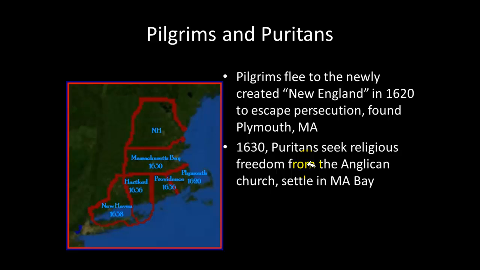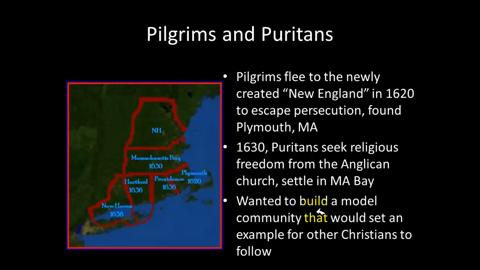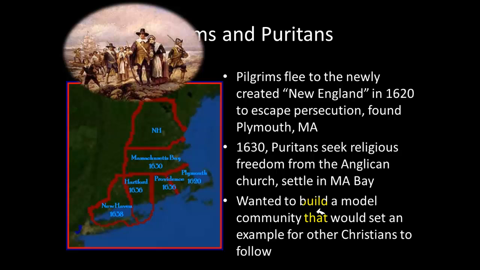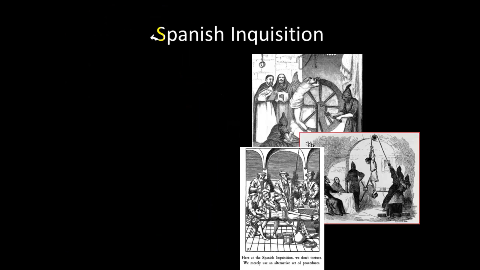The Puritans were seeking religious freedom from the Anglican Church. They ended up settling in Massachusetts Bay. So here is where the Pilgrims were, and here were the Puritans. Two different groups of people, both seeking religious freedom. And what they wanted to do was build a model community that would show Christians around the world an example to follow. And this is what we think of when we see the traditional Puritans or Pilgrims. This is an example of it.